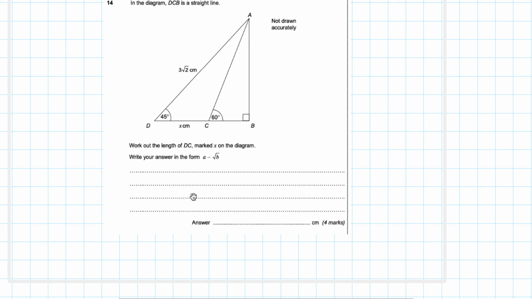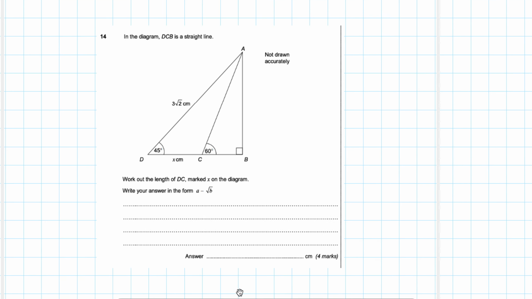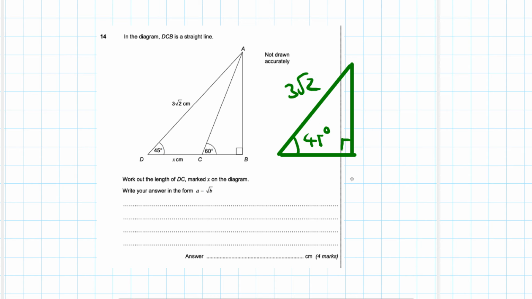Question 14. Work out the length of DC marked x on the diagram. Write your answer in the form a minus root b. Okay, so we've got 2 right angled triangles here. We've got our first one, which is this one, with 45 degrees, 3 root 2 and 90 degrees, and that means that we can find some of the sides.